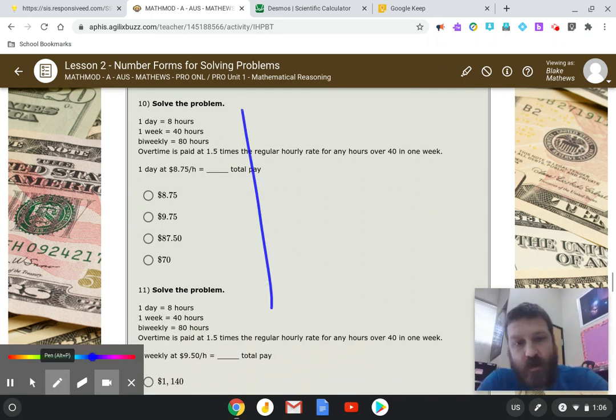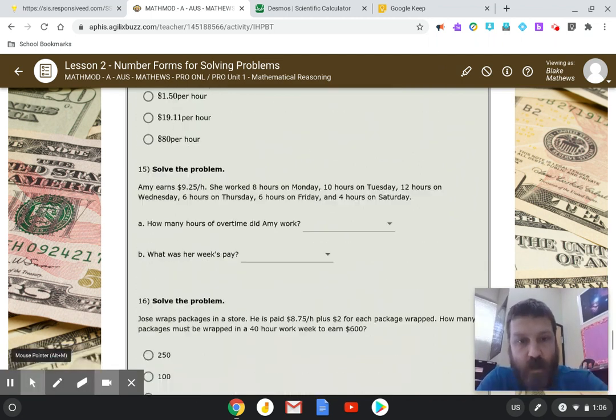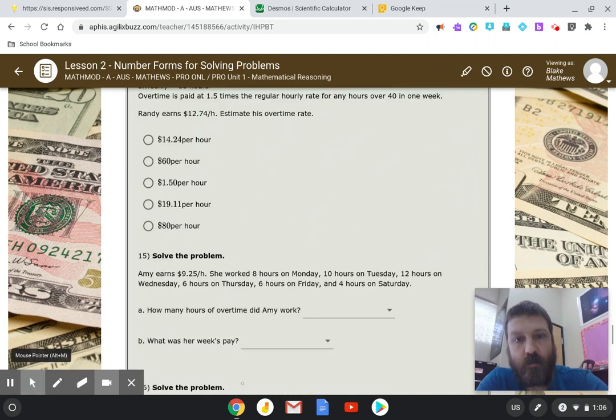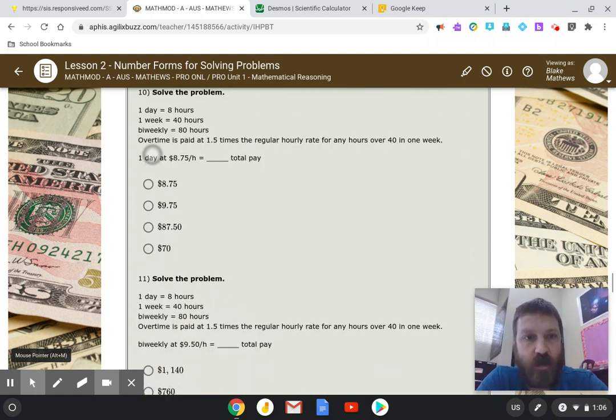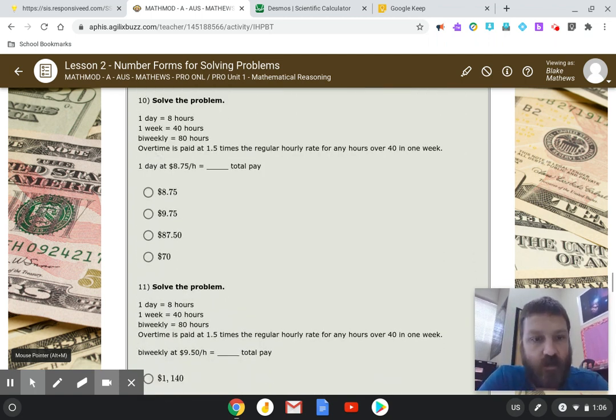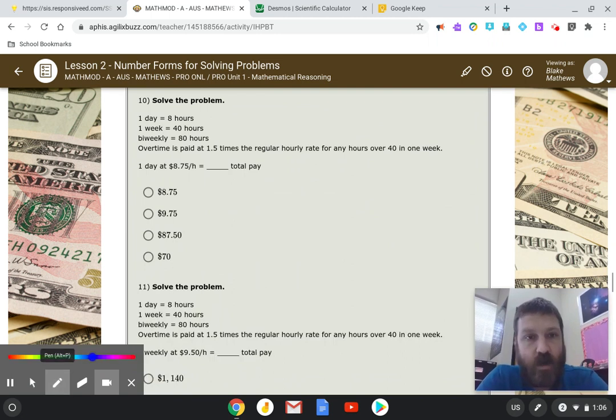All right. The next few are all about pay. I think it might be all the rest of them. Yeah, most of them. A lot of these are pretty straightforward. You're just multiplying the hours worked times the pay. So for instance, one day at $8.75 per hour. Well, in one day I work 8 hours, so I need to multiply times 8 to get the total pay.